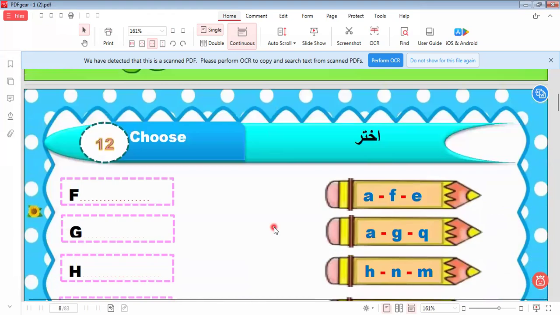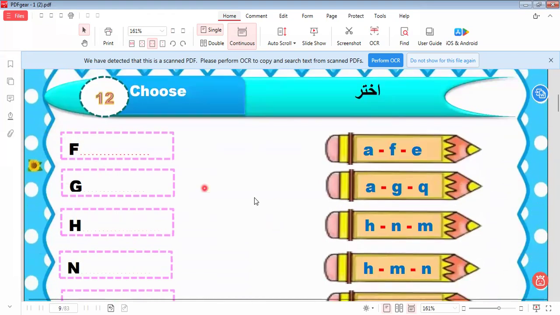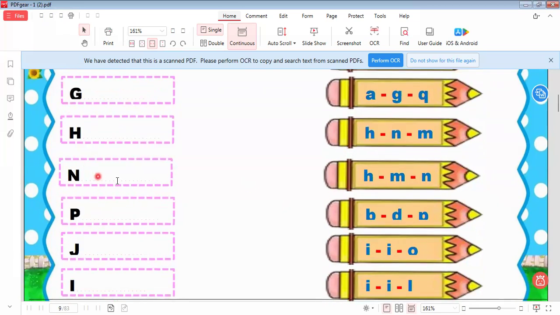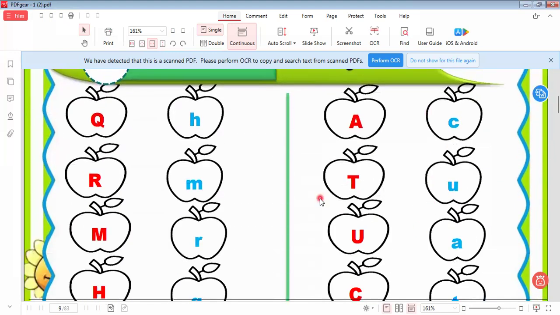Okay. So here is capital F. Where is the small one? This one. Capital G. Where is small g? This one. Capital H. Where is the small h? This one. Capital H, and this is small h. Capital N. Where is capital N and small n? Capital B. Here is capital B and small b. I answered some of them because we know them from before.